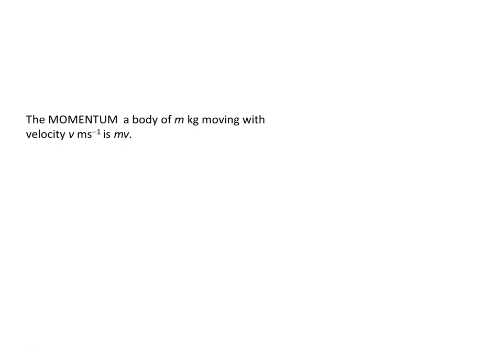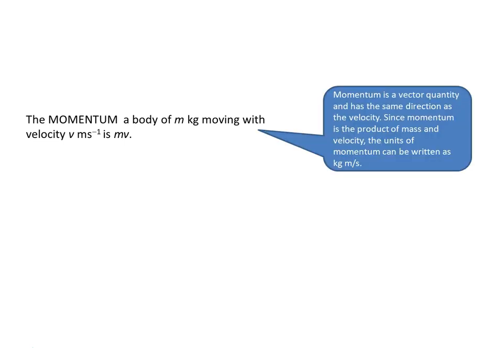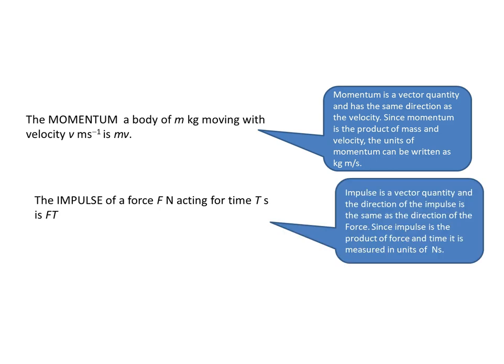The momentum of a body is given by mv, where v is the velocity of the body, and this means that momentum is a vector quantity, and the units of momentum can be written as kilogram meters per second. The impulse of a force acting for time t is F times t. Again, this means that the impulse is a vector quantity, and the units of impulse can be written as Newton seconds.